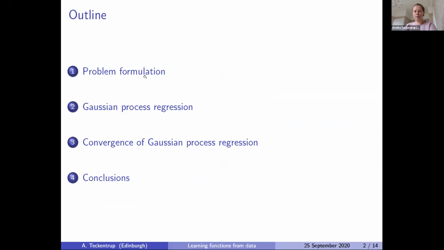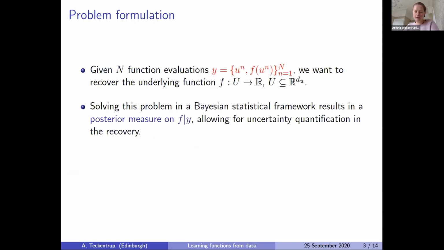explaining to you the problem that I'm interested in solving. I'm then going to tell you how I'm going to solve it. I'm going to solve the problem using Gaussian process regression. And then I'm going to tell you how well that works. So I'm going to talk about some of the convergence properties and performance properties of the Gaussian process regression method. Okay, so the problem that I'm interested in solving is learning functions from data.